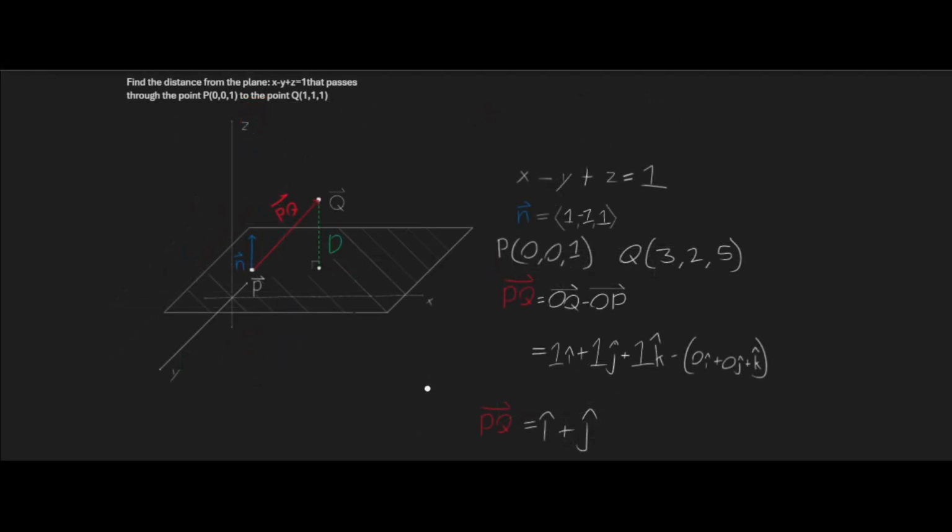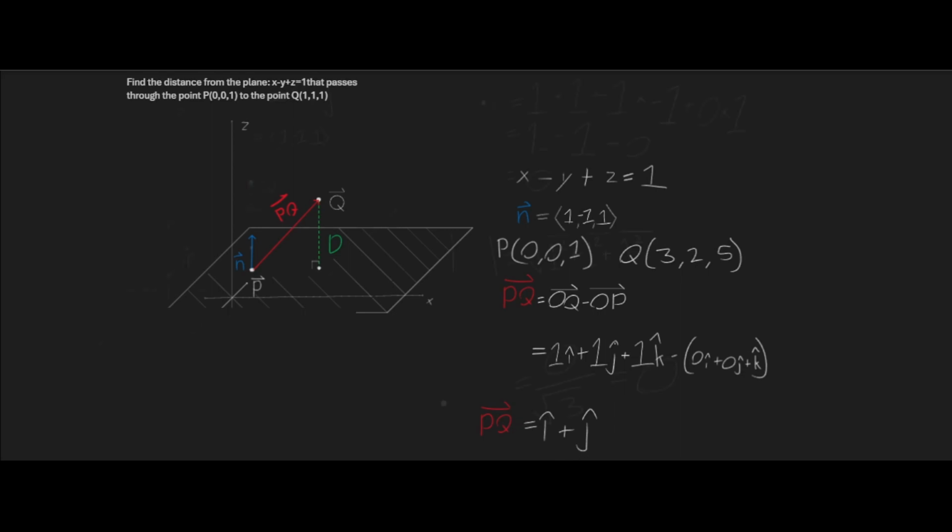Let's go ahead and look at one more example. In this question, we have the same plane, x minus y plus z equals 1, and it passes through the point 0, 0, 1, but we want to find the distance from the plane to the point Q, which is 1, 1, 1. We're going to do the same thing again. We're going to find PQ. PQ is OQ minus OP. So we find that PQ is i plus j.